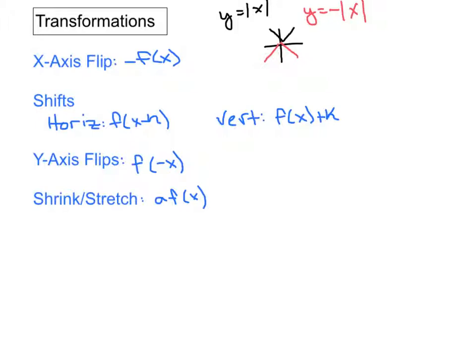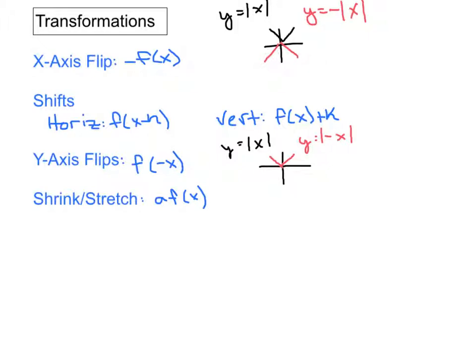A y-axis flip is when we have a negative being multiplied on the inside. So again, if our equation was absolute value of x, flip it on the y-axis, well, since this graph is symmetric, it would look the same. But later we'll see problems where it won't be the same. And that all depends on the shifts that we do.